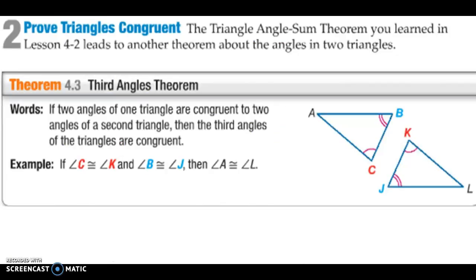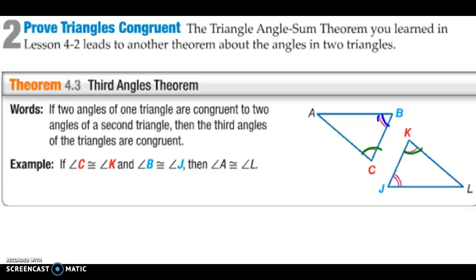Next thing we can talk about is proving that triangles are congruent. Third angle theorem. It says this: if two angles of one triangle are congruent to two angles of a second triangle, then the third angle of the triangles are congruent. So it says right here, okay, we have angle C is congruent to angle K.